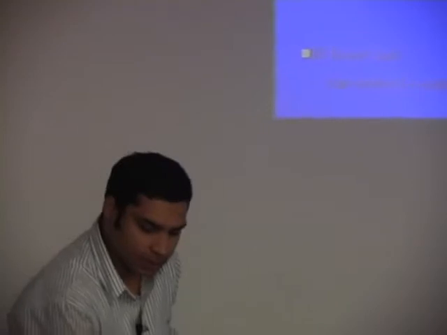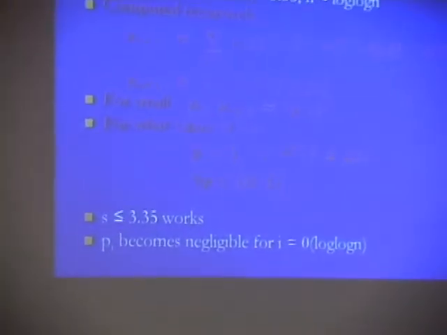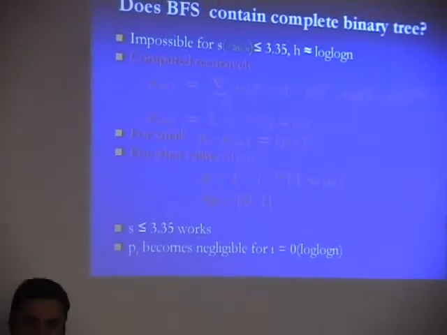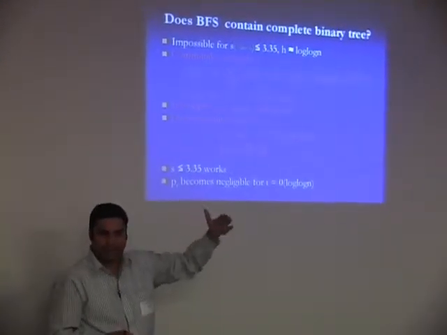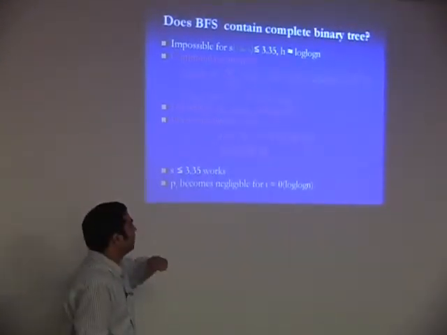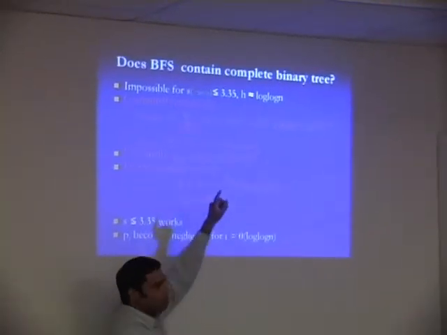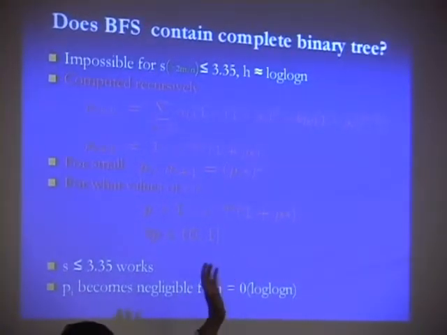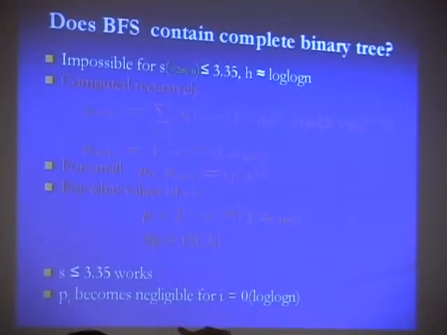And we can actually compute the probability recursively. The probability that such a deep binary tree is ever present in a random graph can be computed recursively in terms of the height, the depth of the tree. And we show that as long as the edge to vertex ratio is no more than 1.67, there can never be a binary tree of depth more than log n.